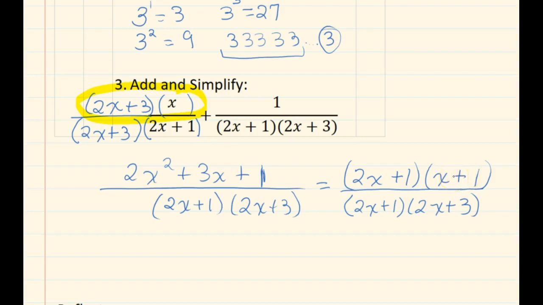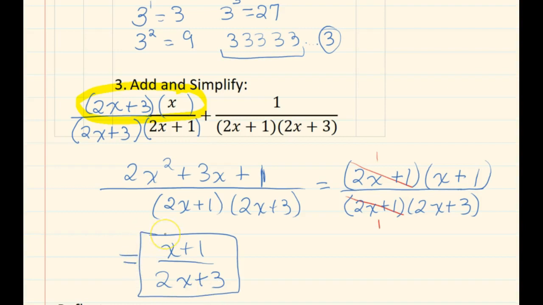Okay, so we've factored. And now we notice that these 2 factors are the same, so they become 1. They factor out. So we find that our fraction actually simplifies to x plus 1 over 2x plus 3. So we've added our 2 fractions and we have simplified.